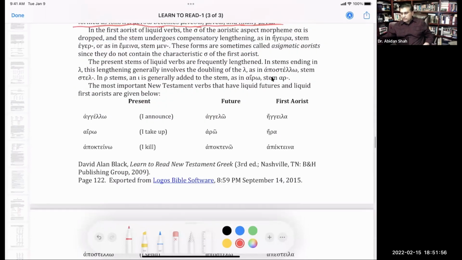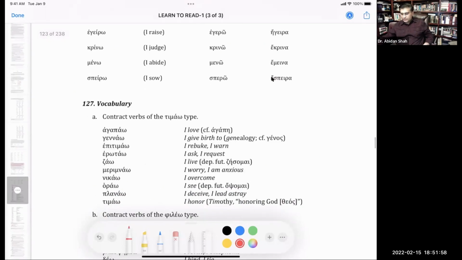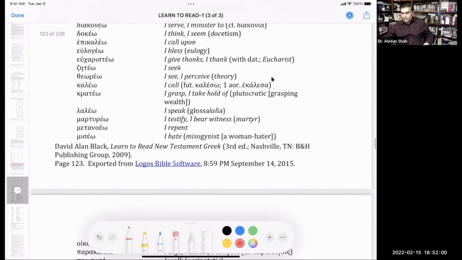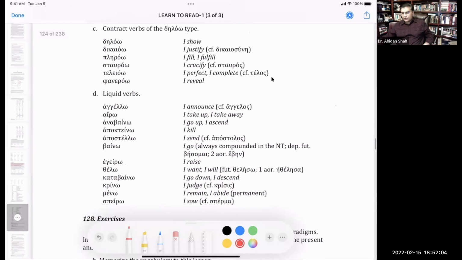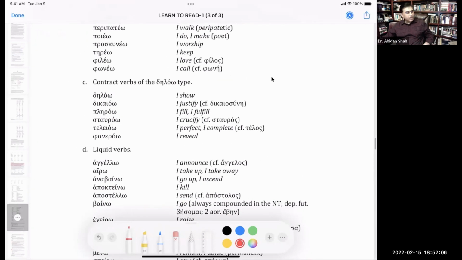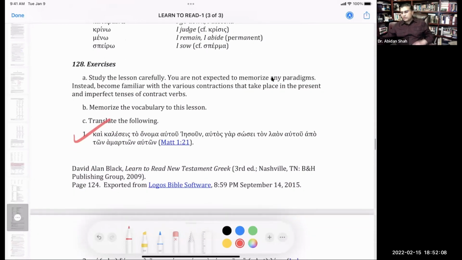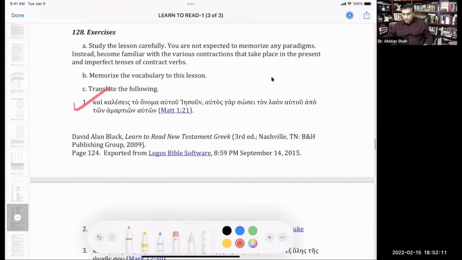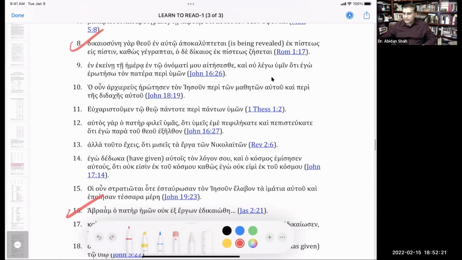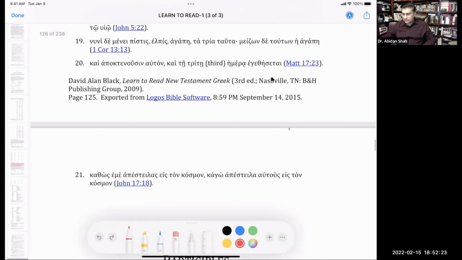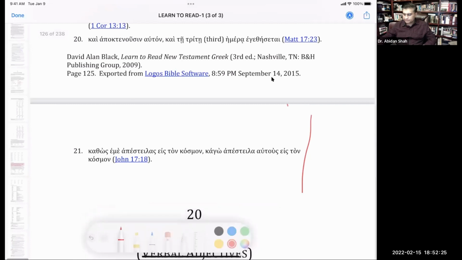So make sure you take the time to look through this, please. Vocabulary is here, again, very important. And then contract verbs of the alpha, epsilon, omicron type and liquid verbs. As for the exercises, which ones to do? Let's do number one, number 5, number 8, number 16. Let me go over them again.